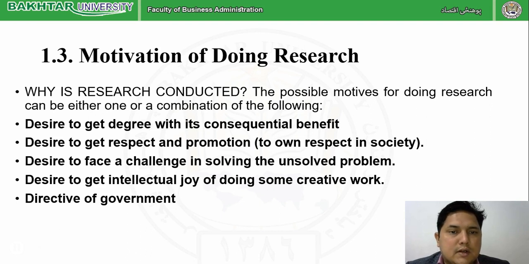We also have seen the motivation of doing research, why a researcher is conducting research. There are various reasons. These are the general reasons, like to get a degree, to get respect, to get a promotion, to solve challenging problems because of my analytical bent of mind, or because of government direction. These are some of the general reasons.